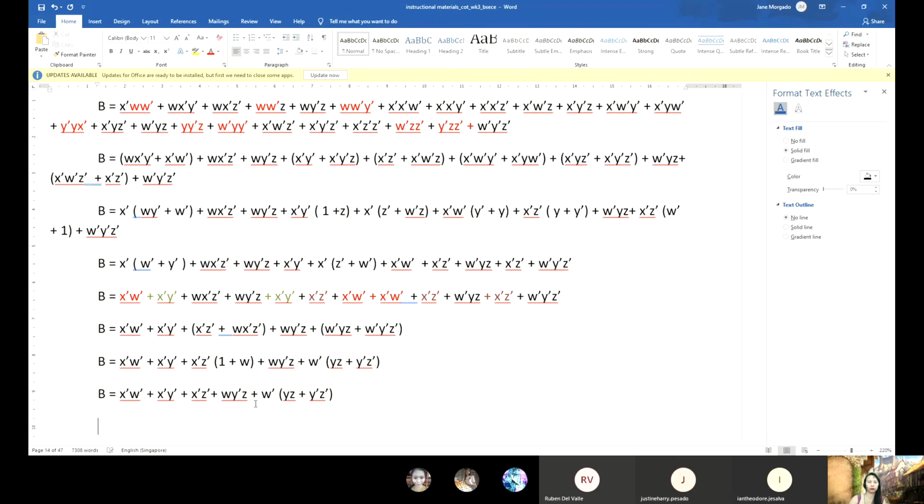B is equal to. Pwede pa i-factor yung X prime. I-factor out lang siya. Pero wala nang mai-eliminate eh. Okay. Pwede yan. X prime, W prime plus Y prime Z prime. Plus W, Y prime Z. Okay. Anong gate to? Class, anong gate to? YZ plus Y prime Z prime. Anong gagawin natin dyan? This is AND or invert NAND NOR XOR XNOR. Paano itong YZ plus Y prime Z prime?